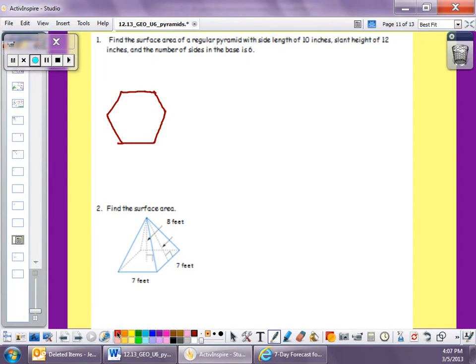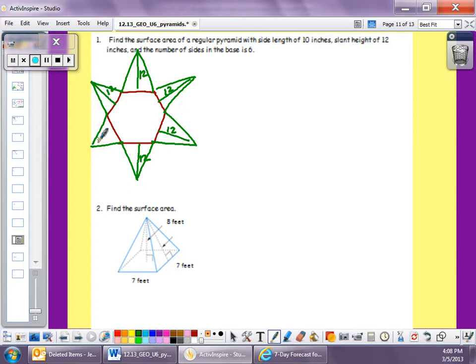And so then I have lateral sides. And for every side, I have a lateral side. Alright. I also know that the slant height is 12 for every face, and I know that each side is 10.